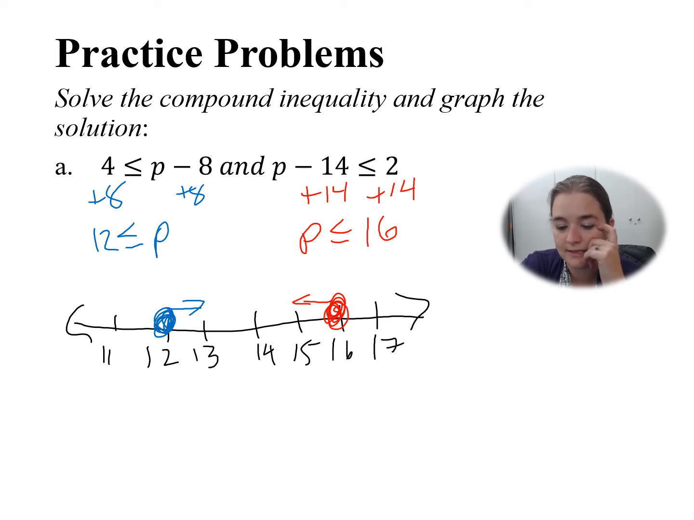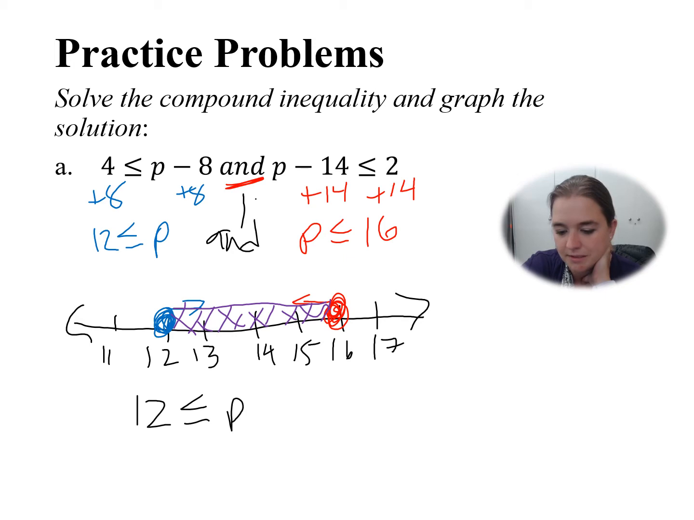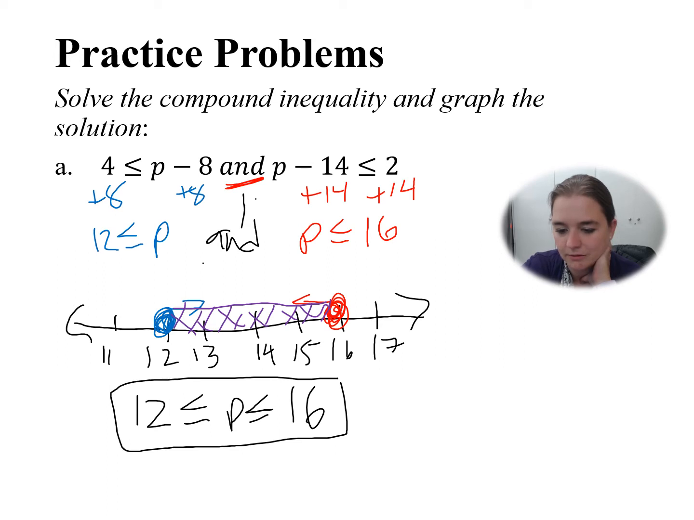So I know the things that make both of these statements true. My and piece here is going to be everything that's between them. I'm going to shade it in purple here. So everything between 12 and 16, including 12 and 16, is true. The other way that I could write this is, because it has the word and, I can squish them together: 12 is less than or equal to p, and p is less than or equal to 16. I can write it as one compound inequality because it has that word and. When we write it as an and, we would have the smaller value first and the larger value second, and then our symbols get put in between.